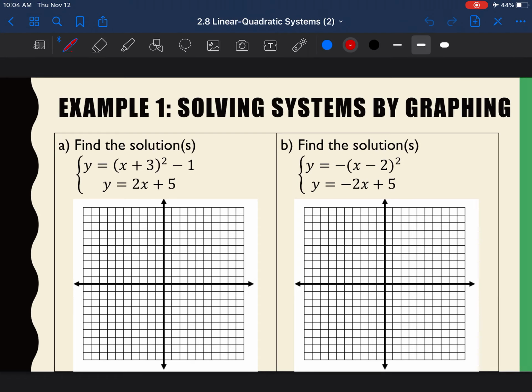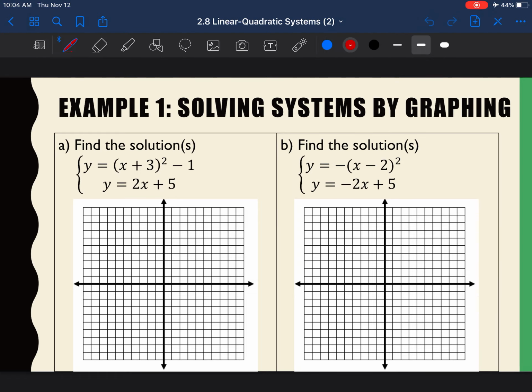The first way we're going to go over is by graphing. In order to solve by graphing, you just graph both. We're doing ones with a quadratic equation and a linear equation in one. So to solve, you graph both of them and then find where they intersect.